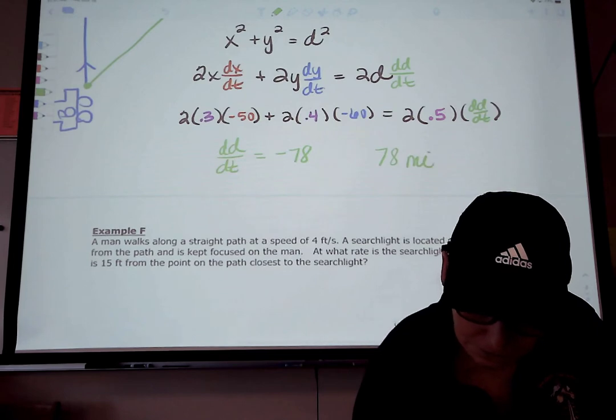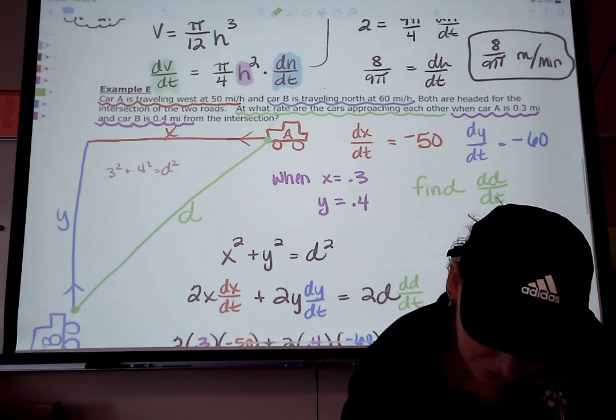78. Is it miles per hour? It is miles per hour.